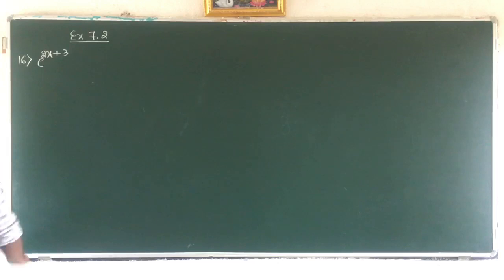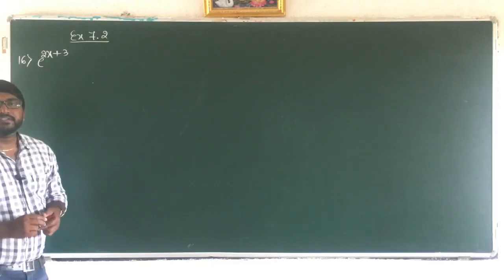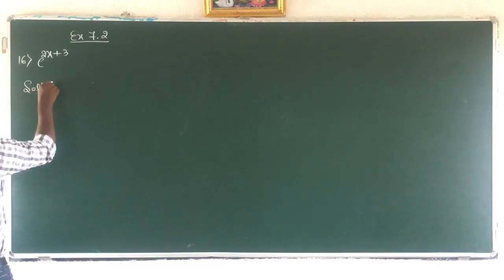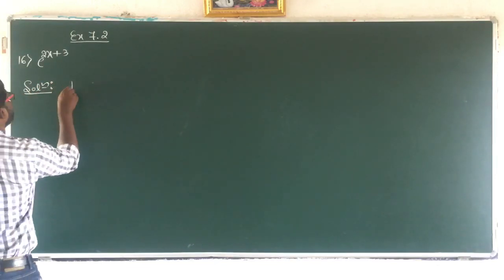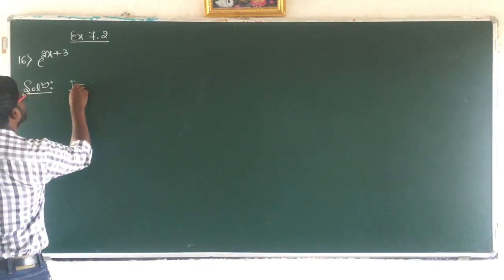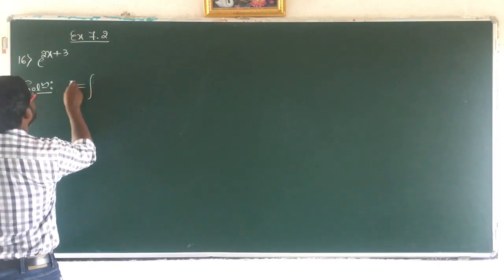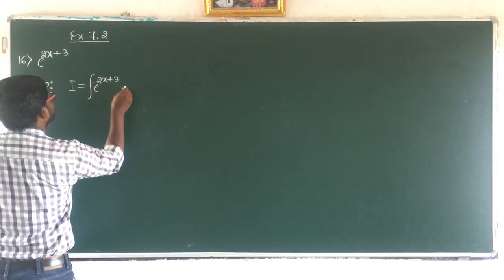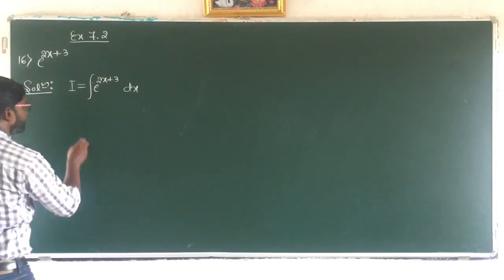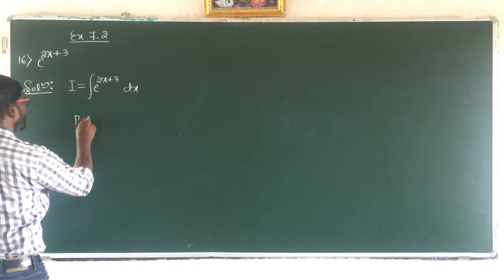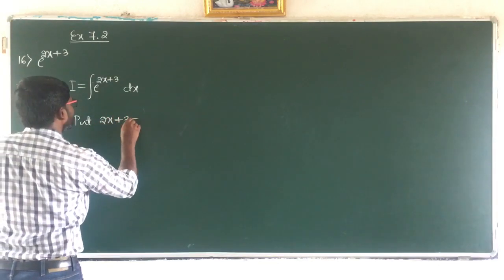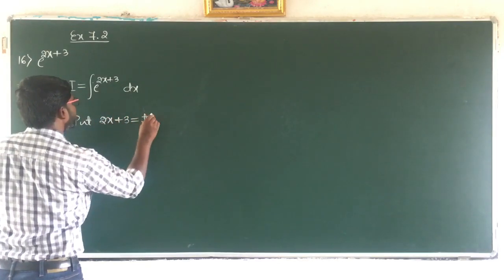So the given function is e to the power 2x plus 3. Consider this as I, which is equal to the integral of e raised to 2x plus 3 dx. Now put 2x plus 3 equal to t.